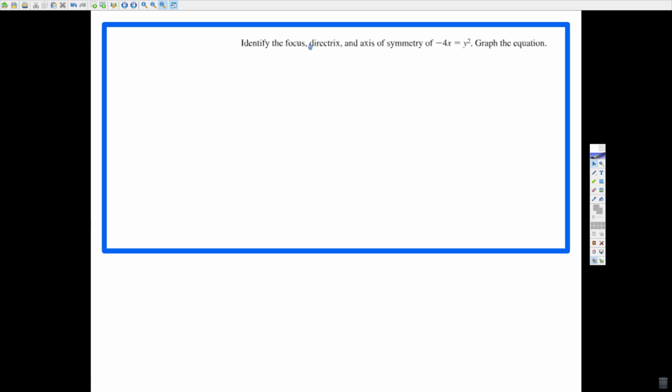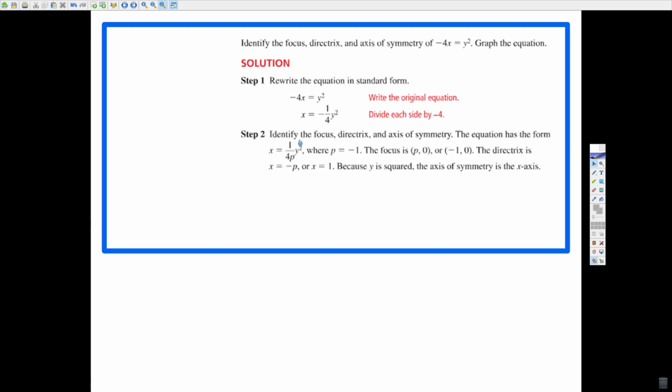It says identify the focus and directrix and axis of symmetry of -4x equals y squared. Graph the equation. So I want to draw your attention to the y squared. That means it will be opening left or right. We need to get the non-squared term by itself, so we would divide by -4. So now we have x equals -1/4 y squared. Sorry, this is just x. Then we need to find the focus, directrix, and axis of symmetry.